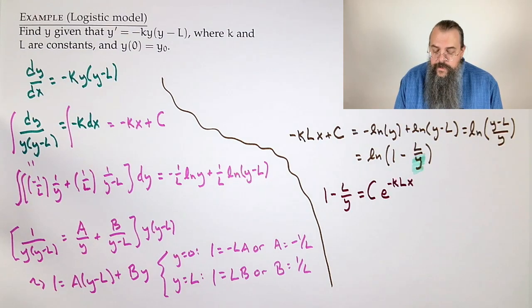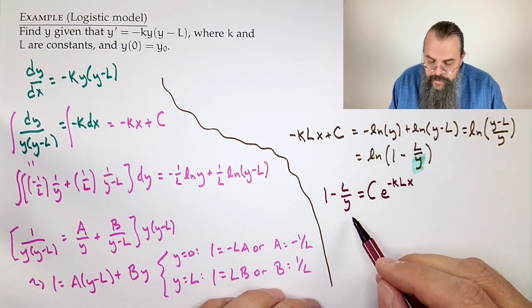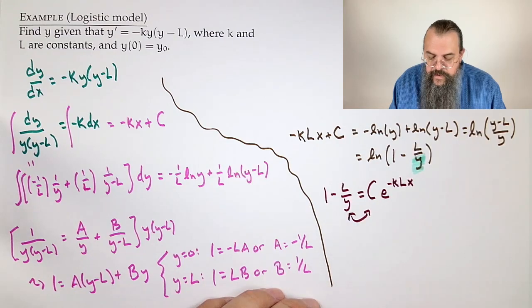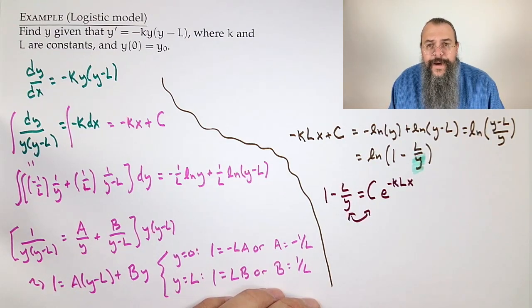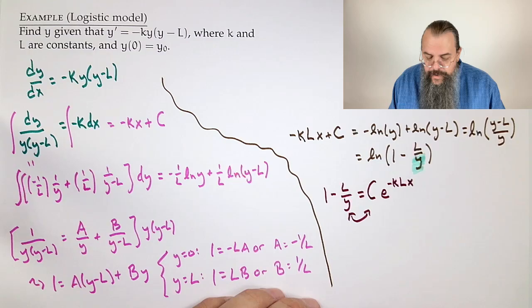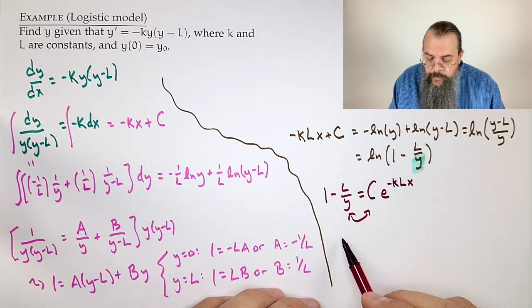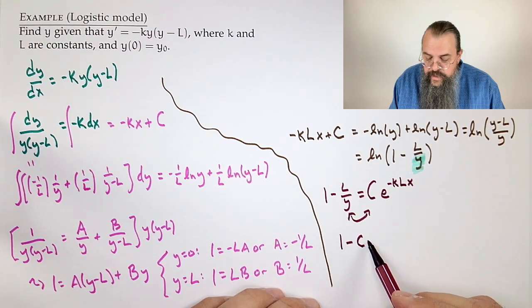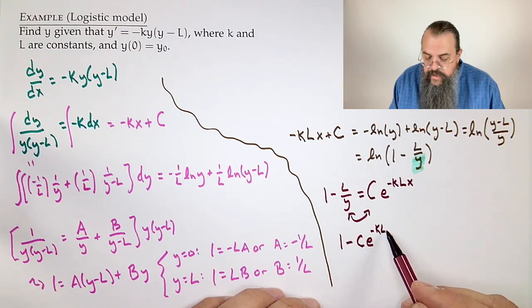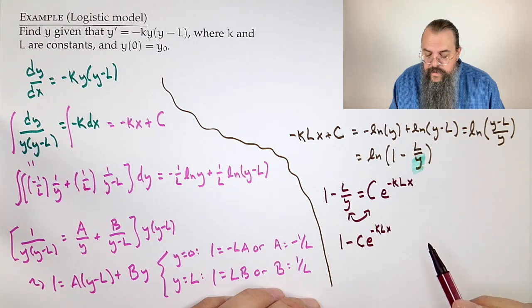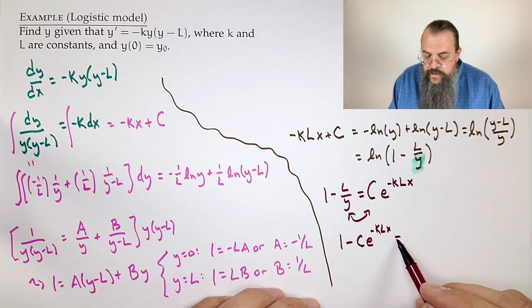Okay, well now, what can we do? Well, we can move things around. We can do that, perfectly allowed. Okay, well, now, what do we have? Well, we'll have 1 minus this constant c, e to the minus k L x is equal to L over y.